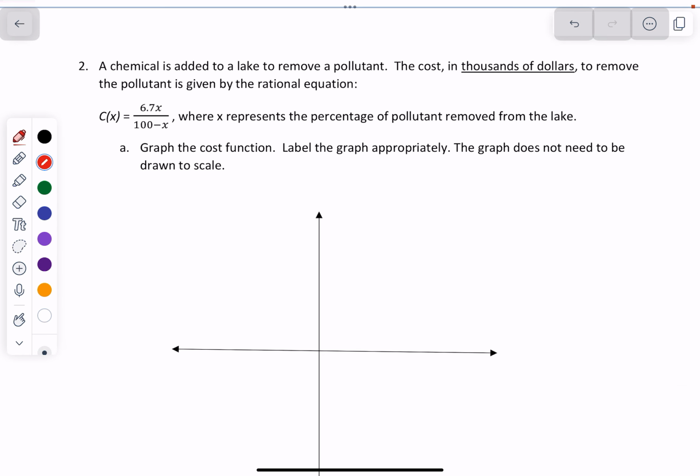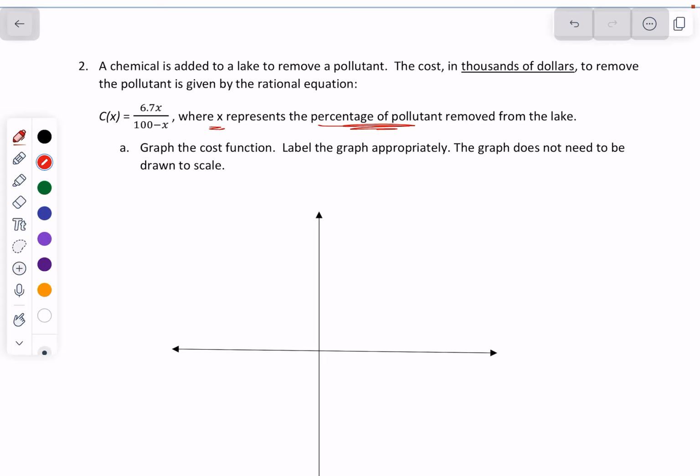We're talking about a chemical added to a lake to remove a pollutant. All right, lots of pollution these days. Gotta stay on top of it. The cost in thousands of dollars to remove the pollutant is given by the rational equation, this. Yuck. Where X represents the percentage of pollutant. That's important. So X is a percentage of pollutants. We plug in a percent number and we get the cost. Percentage of the pollutant removed from the lake.